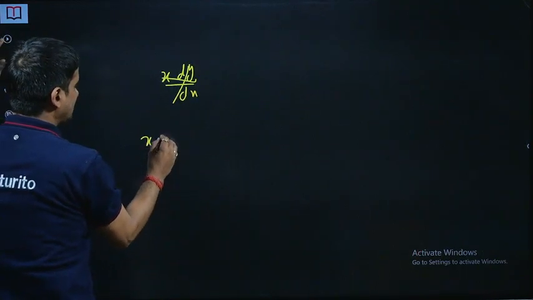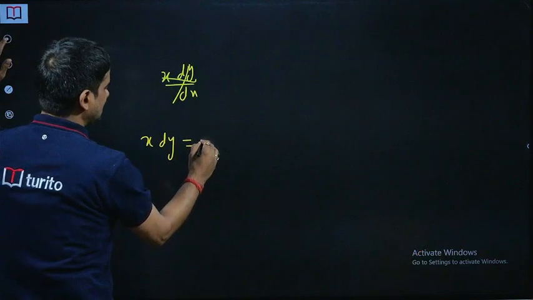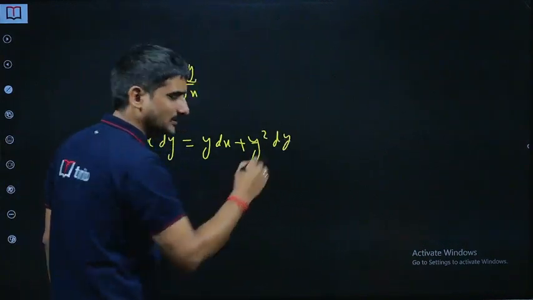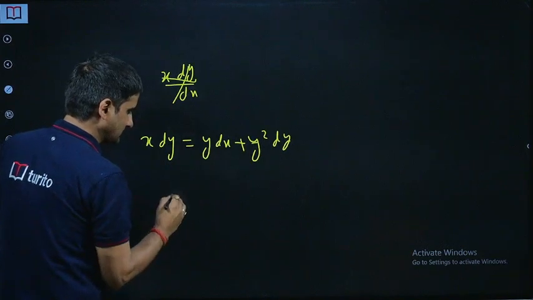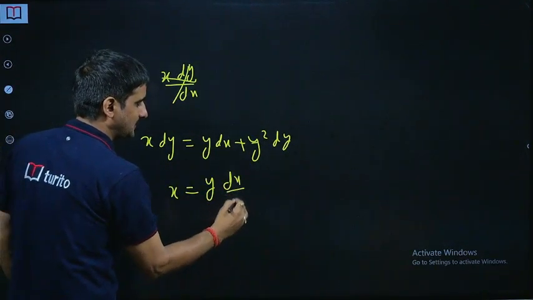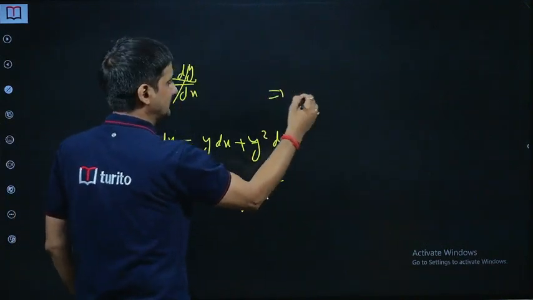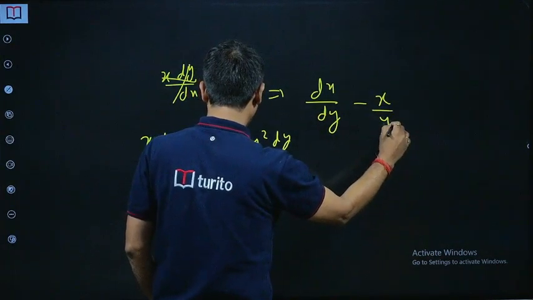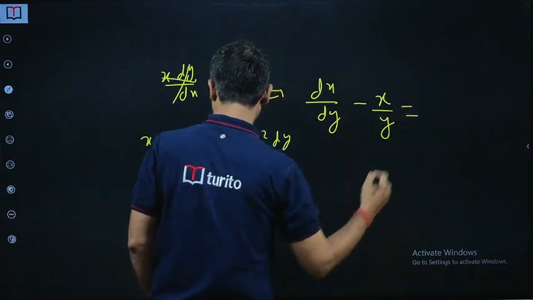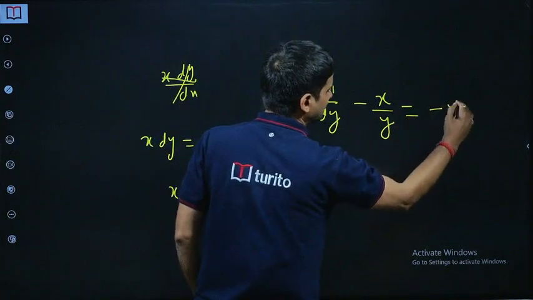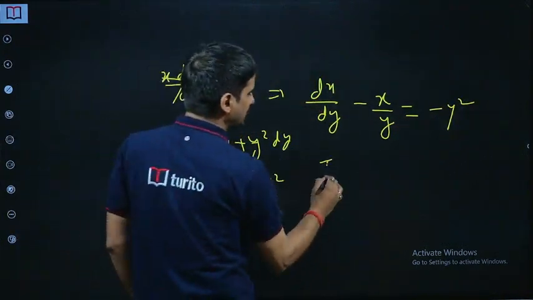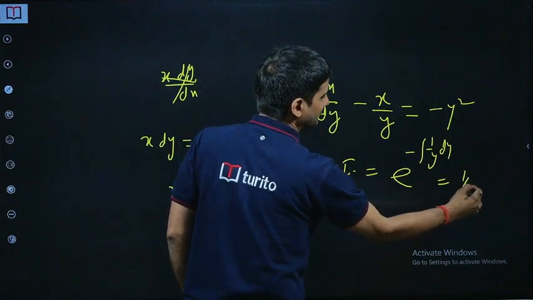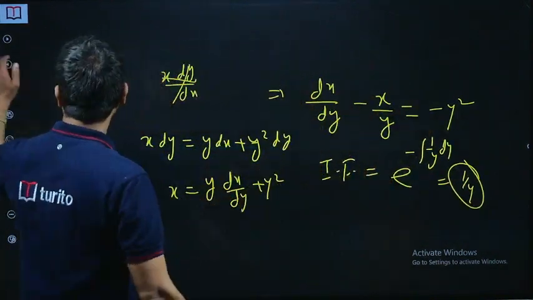So it's x dy is equal to y dx plus y square dy. Okay, let's try to convert it to dx by dy form. So x is equal to y dx by dy plus y square. So dx by dy minus x by y is equal to minus y square. Right, done. So integrating factor is e raised to the power minus integral of 1 by y dy, which is 1 by y itself. Now you solve it, we get the answer. We already got it though, but still.